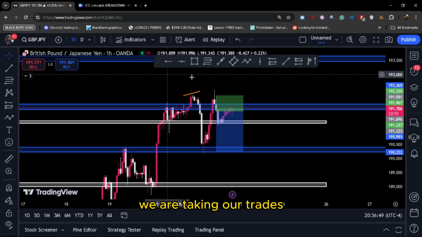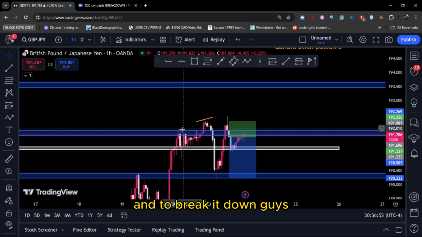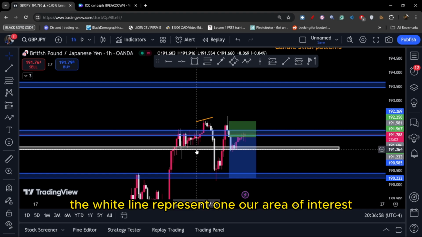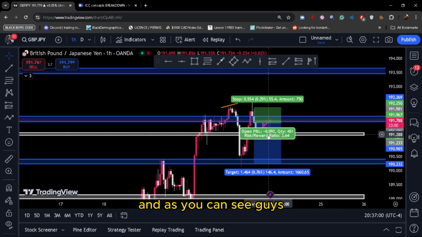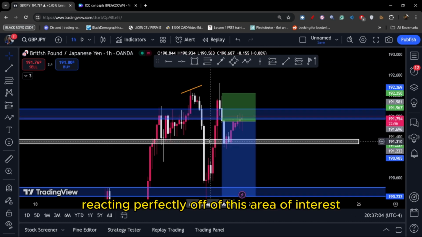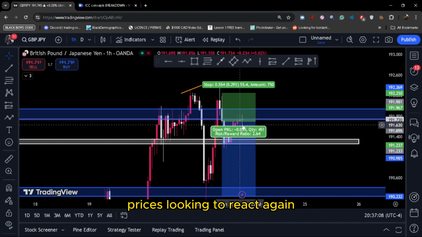So essentially, guys, we're taking our trades from this area of interest here. To break it down, the blue line represents the daily area of interest. The white line represents the 1-hour area of interest. And as you can see, guys, price is literally reacting perfectly off of this area of interest I marked up. And as you can see again, price is looking to react again.